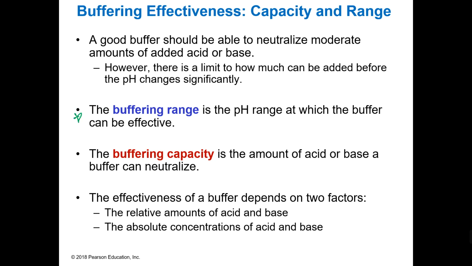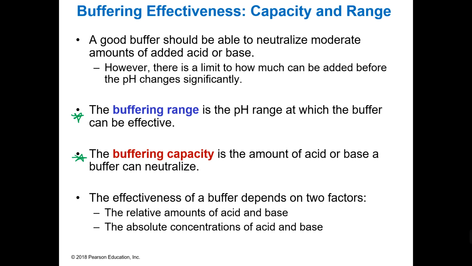Buffering range versus buffering capacity. So the range is just that. It is a range. What is the pH range that the buffer is going to buffer for? For acetic acid, the most common one, the most common range is roughly about 4.65 to about 5.2. That's if we want to keep a pH in that range.